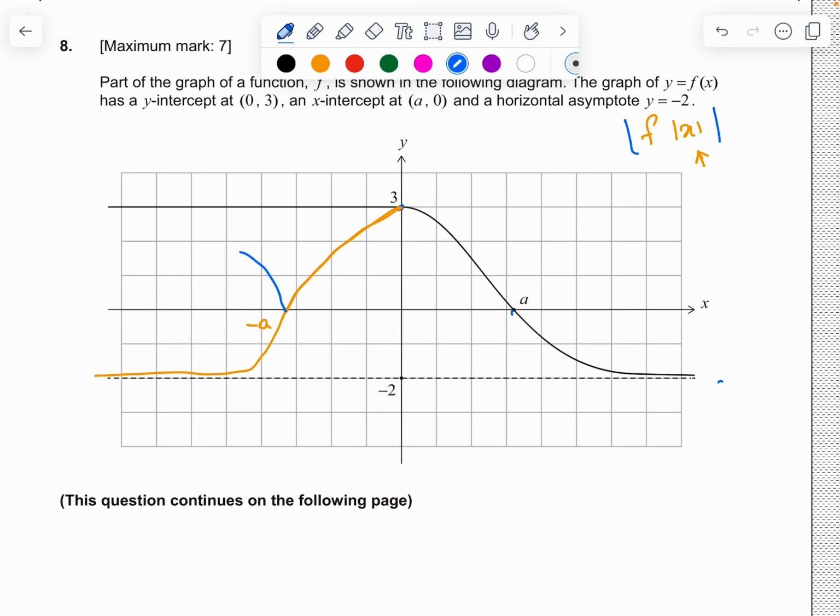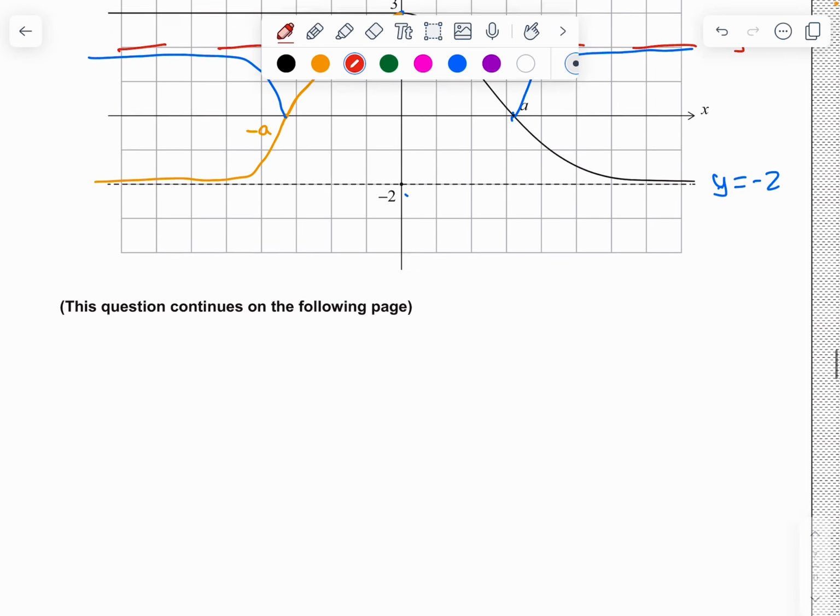So negative y will not be there at all. So all will become positive y. Because it was y equals -2, my new asymptote will be y equals +2. So this is going to be the way.